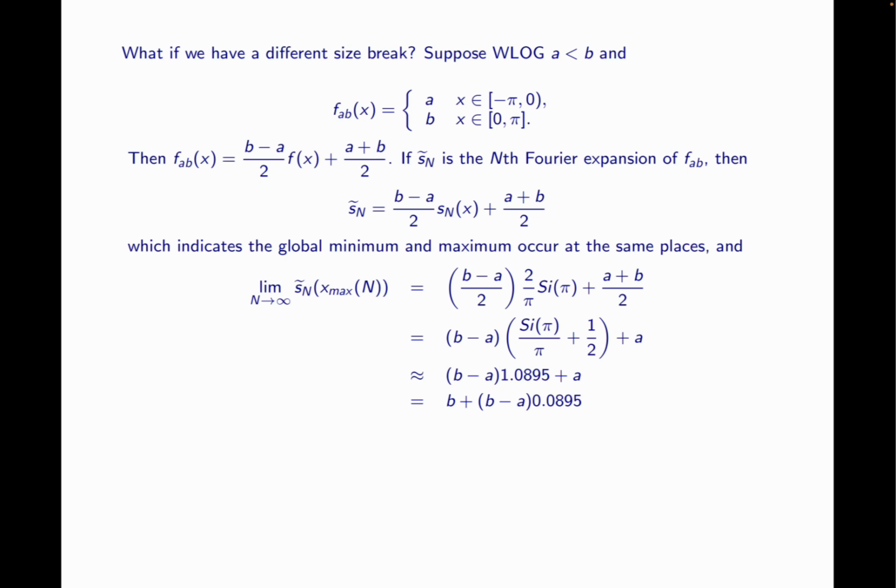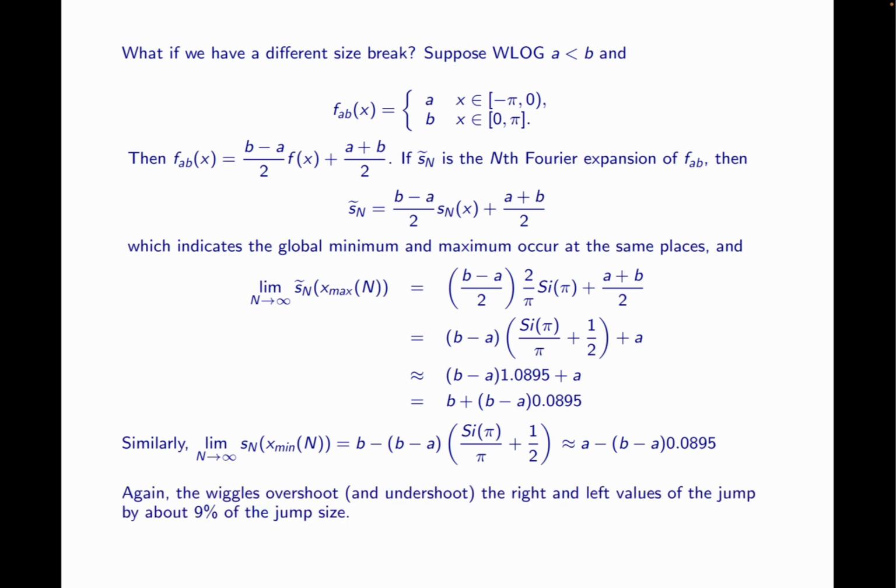So I get the exact same result, that my Fourier wiggles are going to overshoot b by about 9% of the jump size. And of course, we get a similar result for Sn at the minimum value, in the limit as n goes to infinity. We get our minimum value of a, minus the gap size times about 9%. So again, the wiggles overshoot and undershoot the right and left values, respectively, of the jump by about 9% of the jump size.